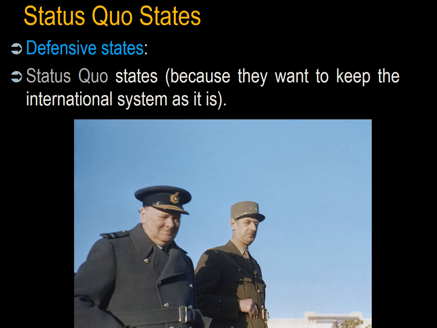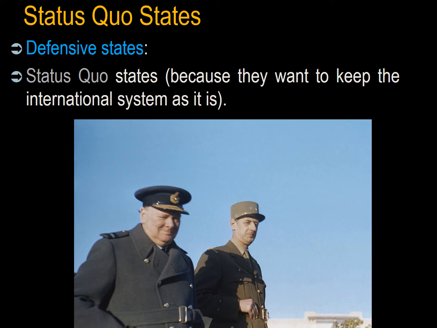Defensive states are referred to as status quo states because they want to keep the international system as it is. You can see here Winston Churchill and Charles de Gaulle during the Second World War. Winston Churchill was the Prime Minister of the English, and Charles de Gaulle was the leader of the Free French, those French that had left France to continue the fight against Adolf Hitler. And Charles de Gaulle would later become the President of France. Both these leaders had a preference for the status quo, because France and England had large empires, and both of these particular leaders wanted to keep those empires. So relatively speaking, they didn't want any changes in the international system, and they adopted policies to stop it.